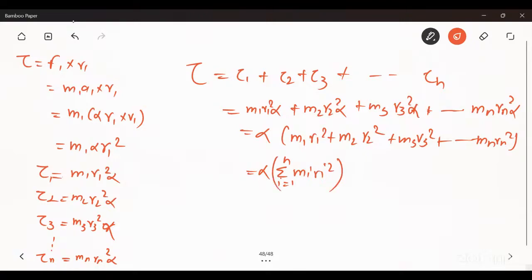That is the value of sigma i equals 1 to n of mi ri square, which is your moment of inertia. So tau is equal to I alpha will be the relation between angular momentum, angular acceleration and torque. A question may also come asking you to find the relation between torque and moment of inertia, so you will have to solve the same derivation for that.